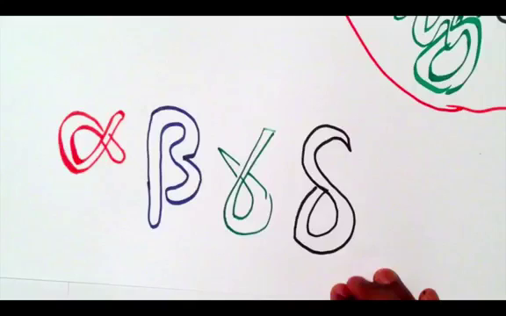The most common forms of hemoglobin are hemoglobin A, which is made up of 2 alphas and 2 betas. This makes up 95% of blood. Then there's hemoglobin A2. This makes up 3%, and it's made up of 2 alphas and 2 deltas. And then there's hemoglobin F, or fetal hemoglobin, and that's made up of 2 alphas and 2 gammas.